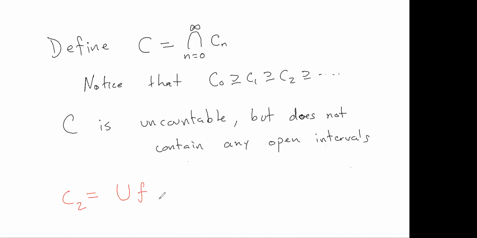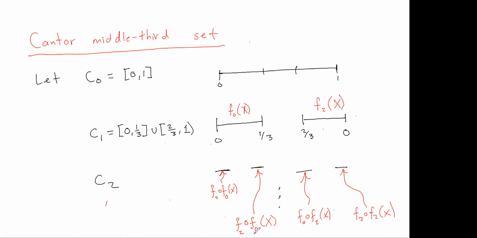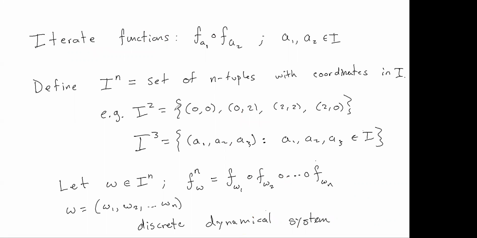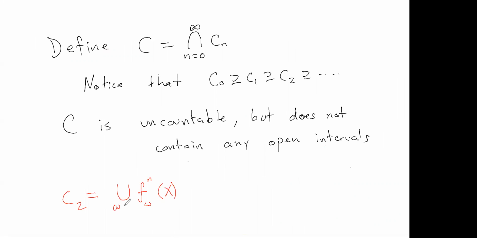It is going to be the union of F. Let's use the notation we already invented, which was F omega n x. Notice I'm using the coordinates 2, 0, 0, 2, also 0, 0, 2, 2. Those are all the coordinates in this set, I2. So union over all elements in I2. And this n should be a 2 also.